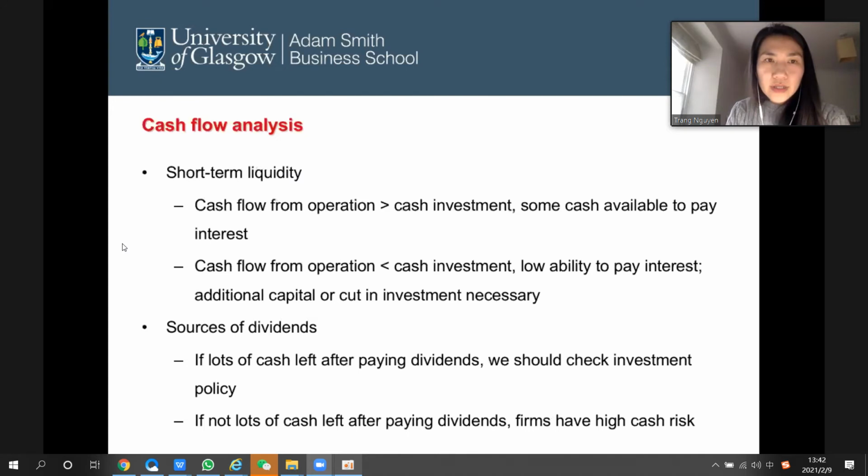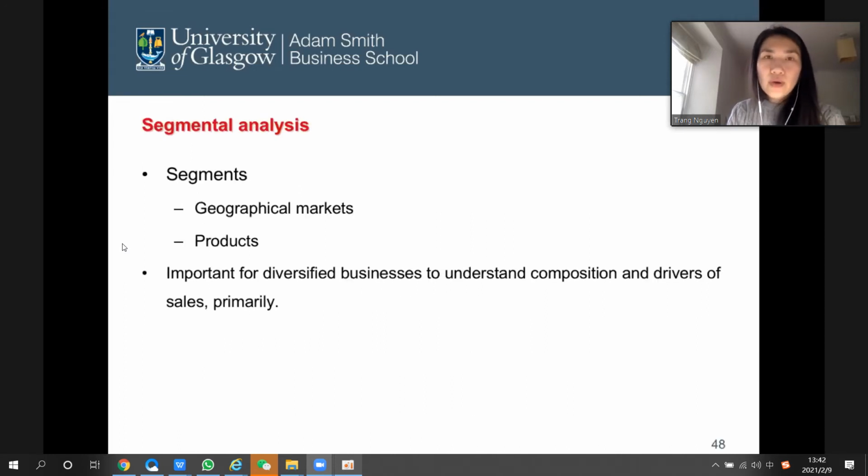Okay, so that is about cash flow analysis, which is important to look at. And also, if the firm that you choose is a domestic one, they just focus on the domestic market, so we don't need to consider segment analysis. But if they are multinational companies with lots of segments around the world, segment analysis is also worth looking at. Why is it worth looking at?